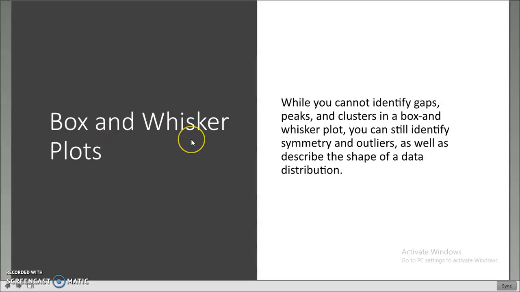Box and whisker plots. While you cannot identify gaps and peaks and clusters in a box and whisker plot because of the shape of it, you can still identify symmetry and outliers as well as describe the shape of the data distribution.